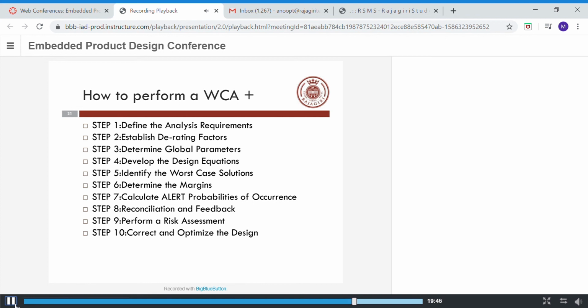Your WCA is done. But after this, steps 7, 8, 9, and 10 are all associated with enhanced WCA. That is alert probabilities of occurrences, reconciliation and feedback, risk assessment, optimization. All these come under your enhanced WCA or WCA plus. We will see each of these steps in the next class. So I will stop it here.